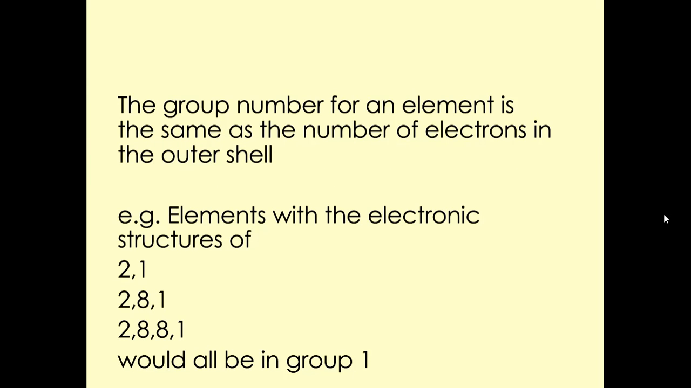Okay, so this answers your extension question. The group number for an element is the same as the number of electrons in the outer shell. Although this was an extension question, you do need to know this even if you didn't have a go at it. So elements with electronic structures of 2,1, 2,8,1, and 2,8,8,1 would all be in group 1 because they all end in 1. That last outer shell has 1 electron, so they're in group 1. If I was to look at group 2, they'd all end in 2. Group 3 would all end in 3, etc.